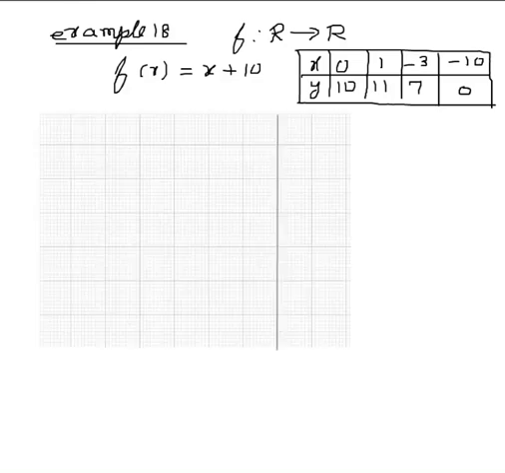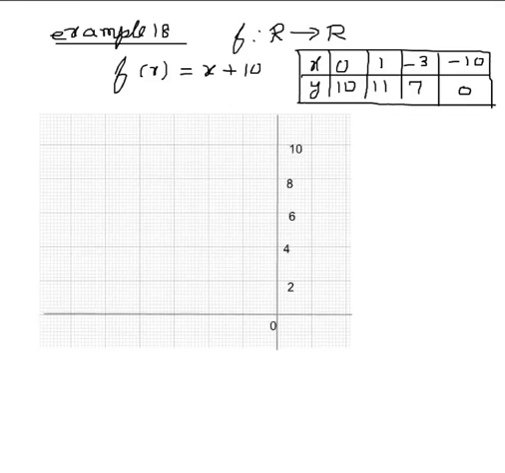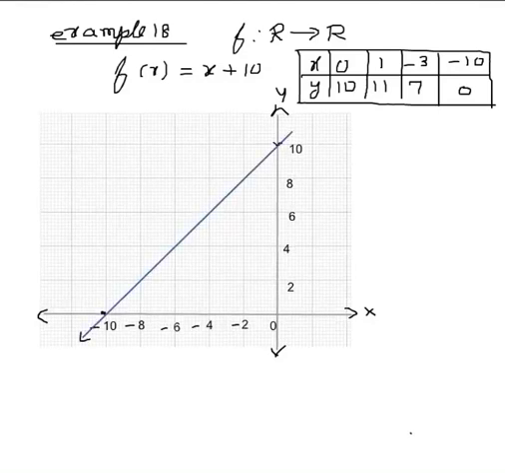Let's draw the graph of this function. Let us plot these points. X-axis, y-axis, 0, 10. And for 1, it is 11, or for these negative values, minus 2, minus 4, minus 6, minus 8, minus 10. For minus 10, it is 0. For minus 3, it is 7. Let us join these points. This is the line given. This is f of x is equal to x plus 10. Sketch the graph of this function. So a rough figure will do.